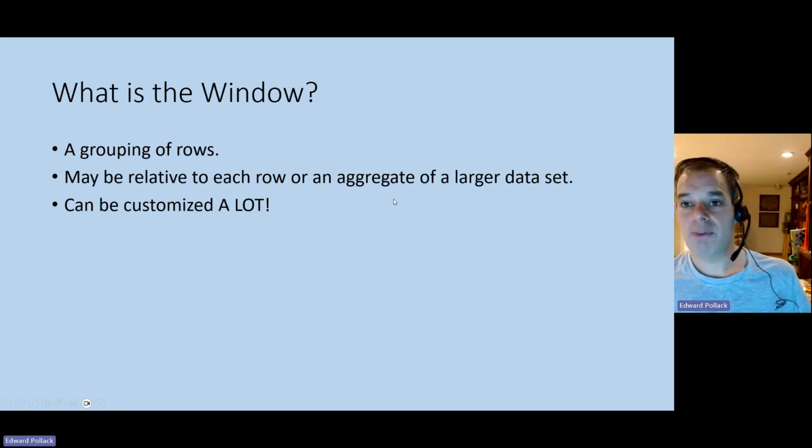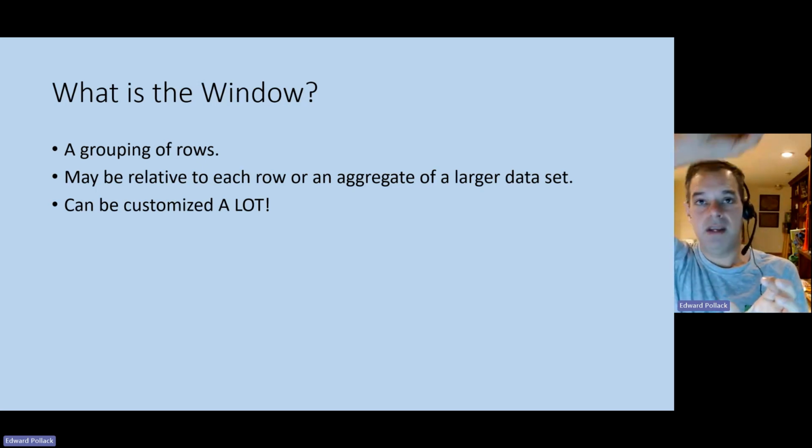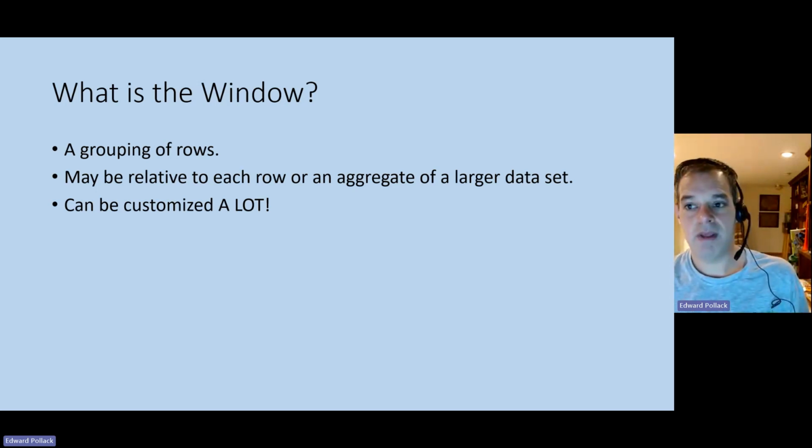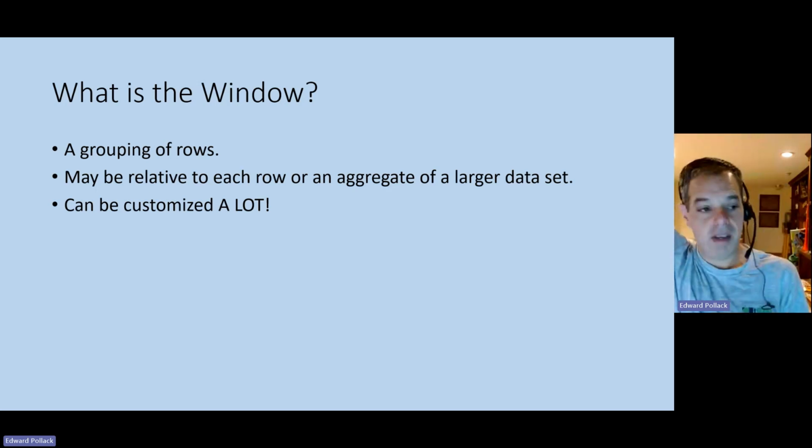I've said window functions a bunch of times, but what's the window? What am I even talking about, a window? A window is a grouping of rows. So you have a data set, and in that data set are rows. You just have rows, right? That's what every data set is made up of. And for each row, you're going to have a window around it. It could be all the data around it. It could be some of the data around it, but it's relative to each row, and you can customize it a lot. And so you define the window and decide how it's going to work.